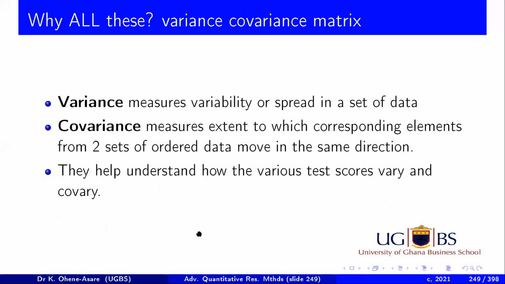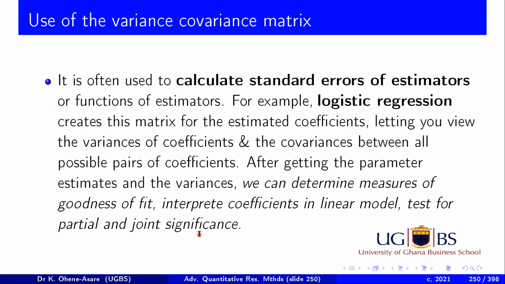Now, what are variances? Variances measure the variability or the spread of the data. It's important. You need to know how spread out the data is. So knowing how to derive the variances is crucial. Covariances will tell you the extent to which corresponding elements from the two sets are ordered in such a way that they move in the same direction. So all of these help us to get a clearer understanding of how a particular statistic varies and how statistics co-vary.